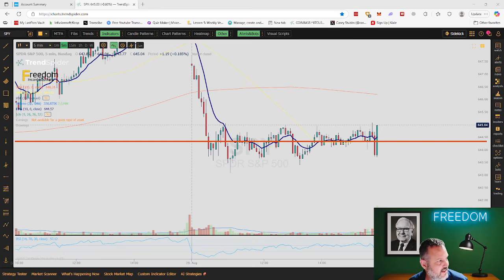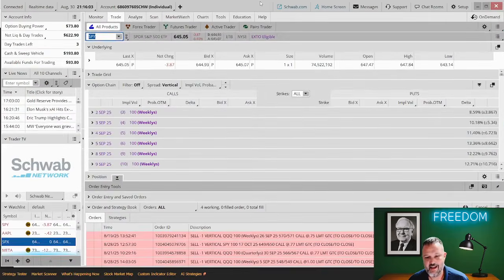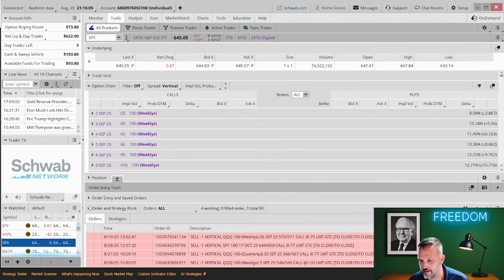So let's go ahead and take a look at the option chain on this one. I'm going to show you how I did this. So we're going to pull this over, and you can actually see the trade right here. I think this was it. Let's see, 8/28, was that the day? Let's see, no, that was on 8/29.